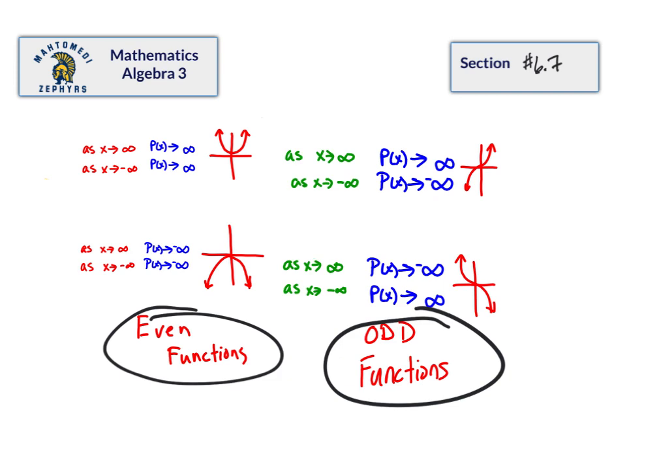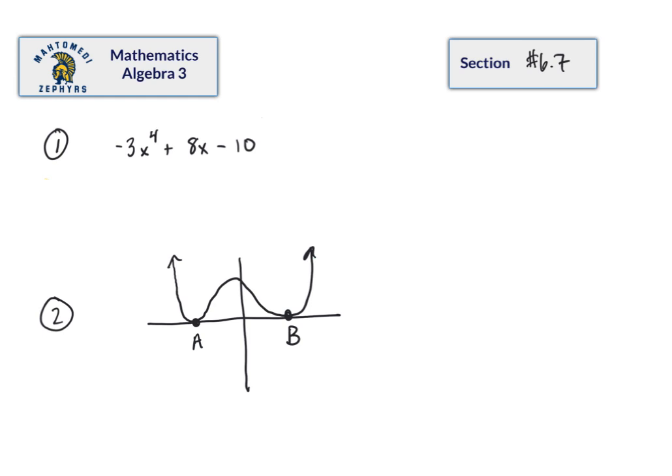Again, if you need to pause the video, it's important that you understand how to write these mathematically, okay? In other words, as x goes to positive infinity or the right, the function is going up. And as x goes to the left, negative infinity, the function's still going up. So you should pause and make sure you understand the mathematical notation. Otherwise, I've got a couple questions for you to answer here to finish up your work.